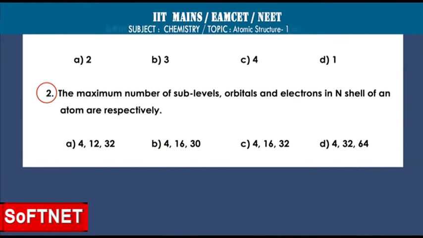Second question: the maximum number of sublevels, orbitals and electrons in the n shell of an atom are, respectively.